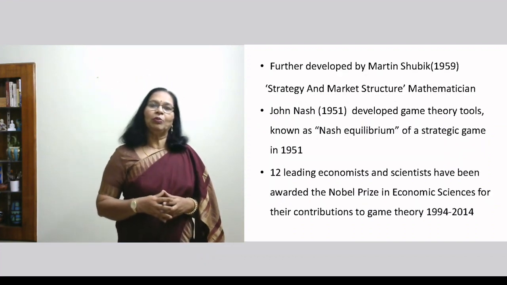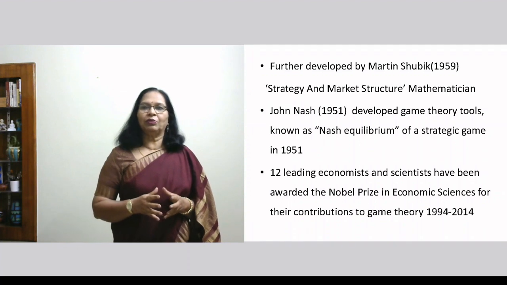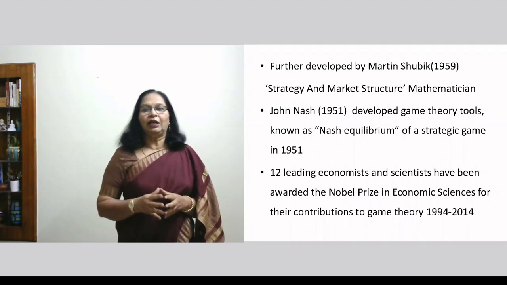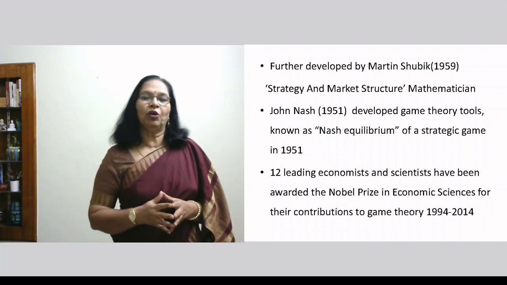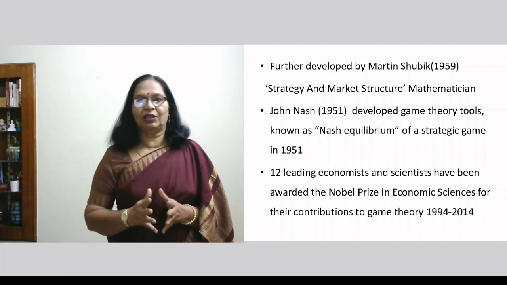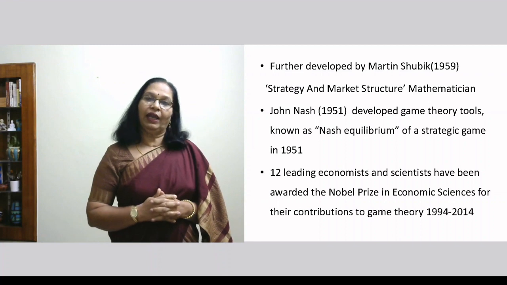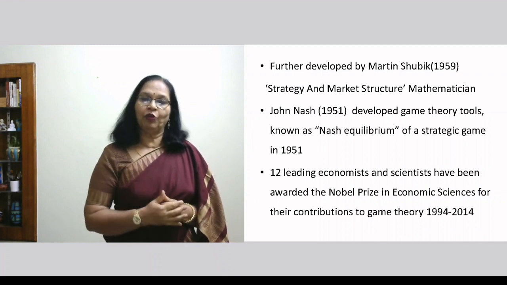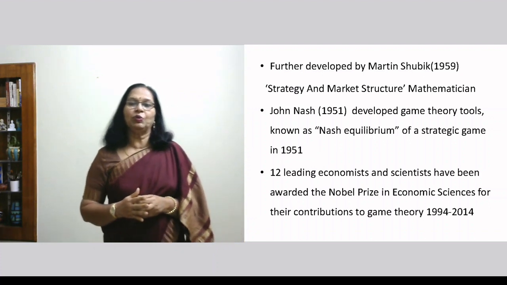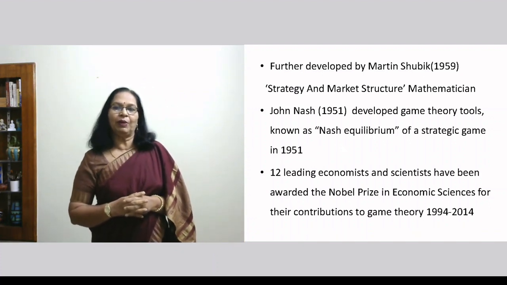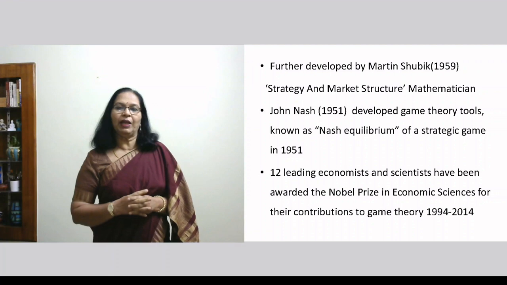This idea of Neumann and Morgenstern was further developed by Martin Shubik in 1959 in a book called Strategy and Market Structure. He was a mathematician. Before that, in 1951, John Nash developed game theory tools known as the Nash Equilibrium of a strategic game.